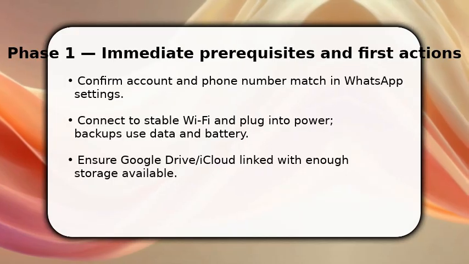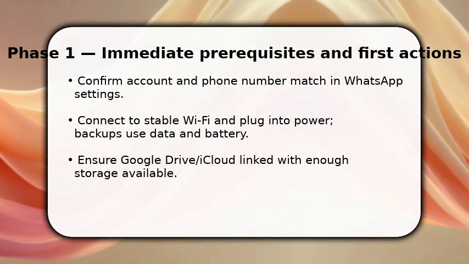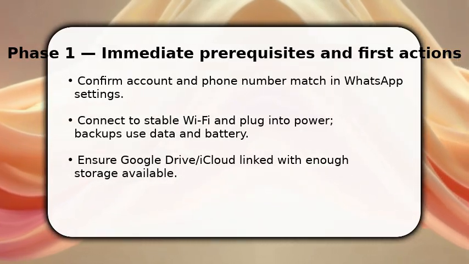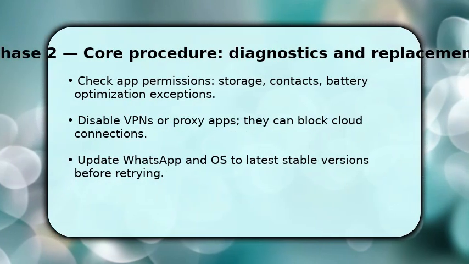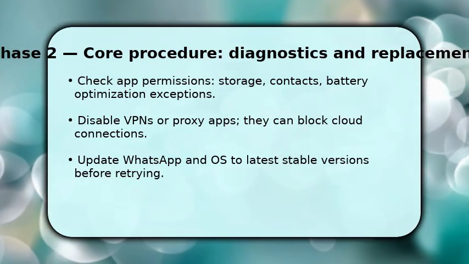Now, go to Chats, then Chat Backup, and tap Backup to initiate a manual run. Listen for success confirmation before proceeding. If backup stalls, check permissions next. Give WhatsApp storage and account access and exempt it from battery optimization so Android or iOS won't kill the job.